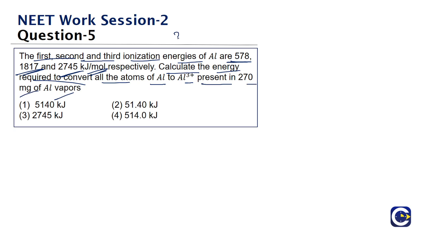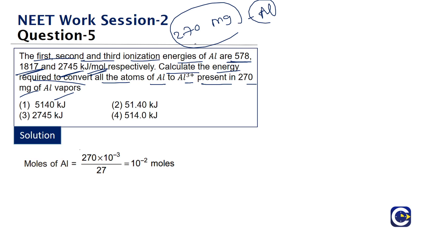See, what is the quantity of aluminum that is available to us? 270 milligrams. Okay. So if you look at the ionization energies, they are talking in terms of what? Per mole. Here they are giving the aluminum in terms of what? Mass or weight. So let us find the number of moles of aluminum atoms in this. How do you find the number of moles? Given mass, which is 270 milligram. Milligram means into 10 power minus 3, divided by the gram atomic mass of aluminum, 27. So 270 into 10 power minus 3.